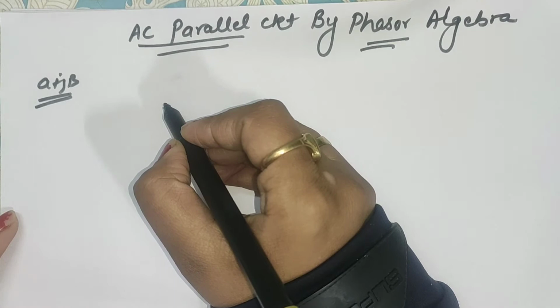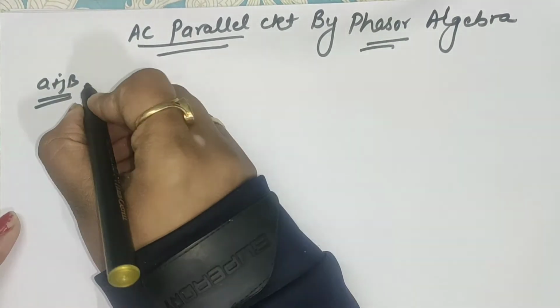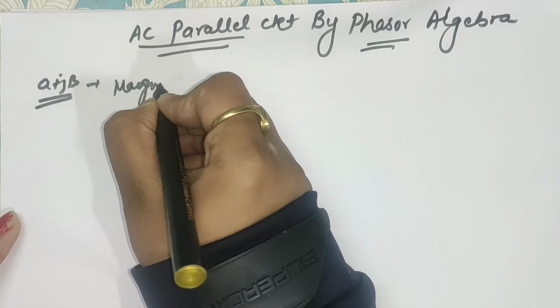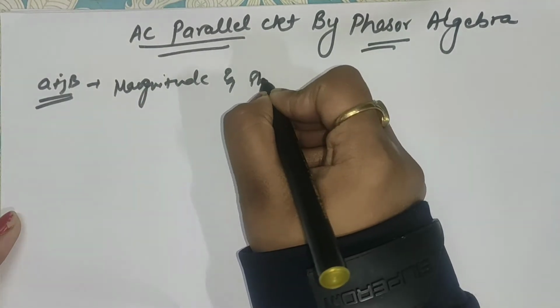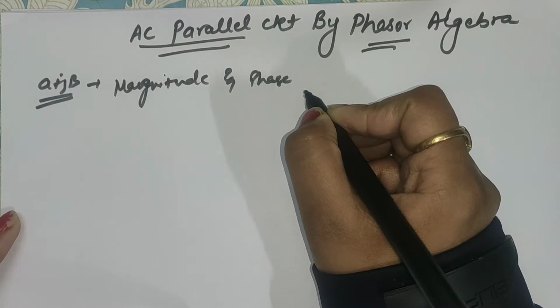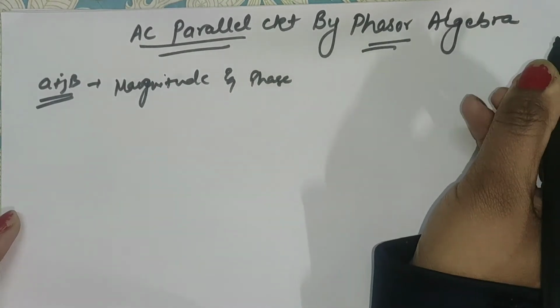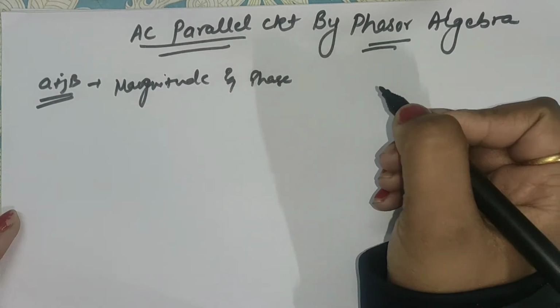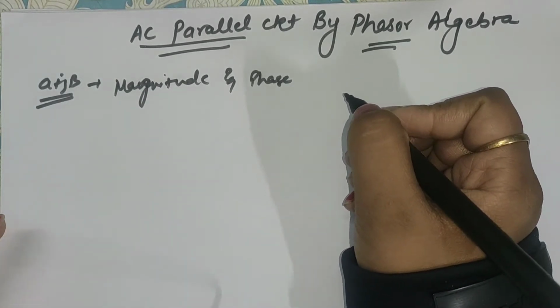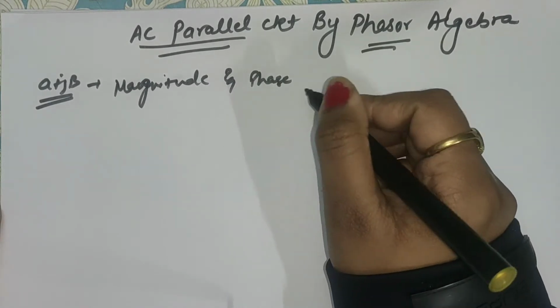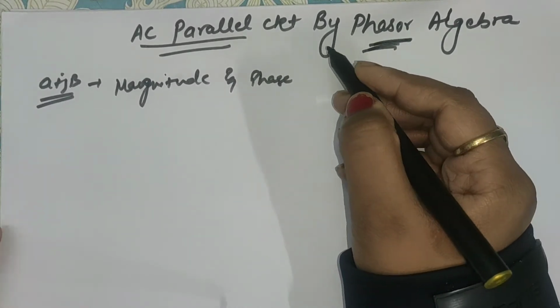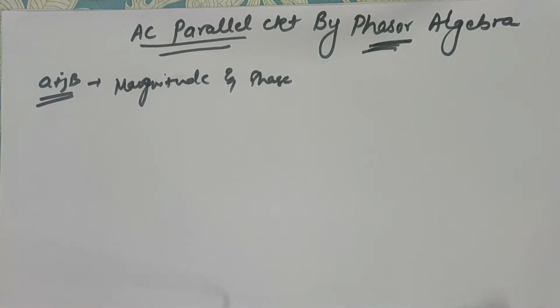Since the complex form includes both magnitude and phase angle, the solution of a parallel circuit problem can be obtained mathematically by using the rules of phasor algebra. I hope you know all the rules of phasor algebra. If you don't know, please check my previous videos. I have made a video on phasor algebra, I think I have uploaded it. If I have not, I will upload it soon. You can find the phasor algebra rules there. Here we will do questions, okay?